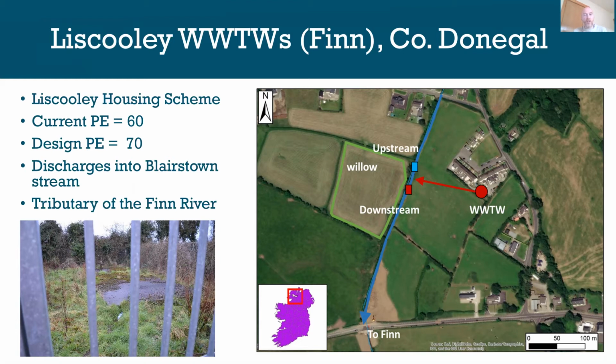You see the discharge location there, which is the red arrow, and we're monitoring upstream and downstream of this discharge location. Willow has been planted at the Liscooley site, but the discharge is still entering the stream. It's not yet been used to irrigate the willow. And there in the bottom left, you see a picture of the wastewater treatment works at Liscooley. All you're able to see really is a slab of concrete, but the wastewater treatment works is underneath that.